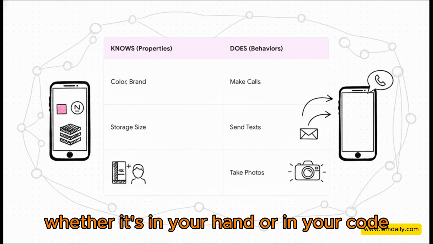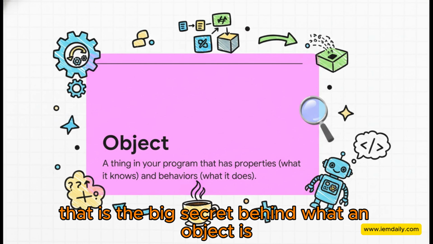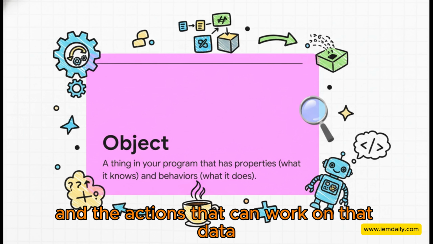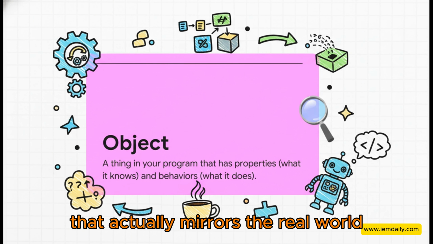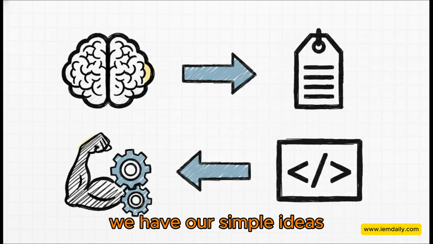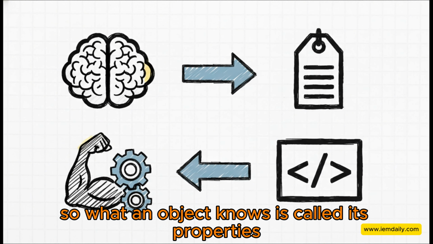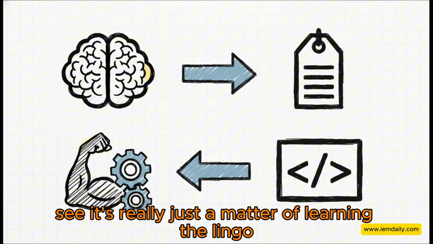Every single object, whether it's in your hand or in your code, has this exact same knows versus does nature. And that's basically it. That is the big secret behind what an object is. It's just a neat bundle of data, what it knows, and the actions that can work on that data, what it does. It's a way of organizing code that actually mirrors the real world. So let's just connect the dots here. We have our simple ideas, and programming has its own special terms for them. So what an object knows is called its properties, and what an object does is called its behaviors. See, it's really just a matter of learning the lingo.